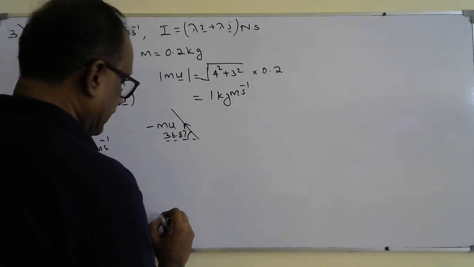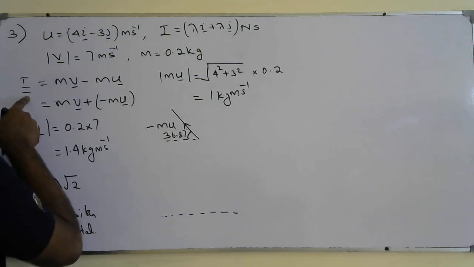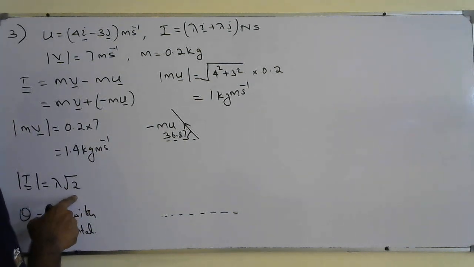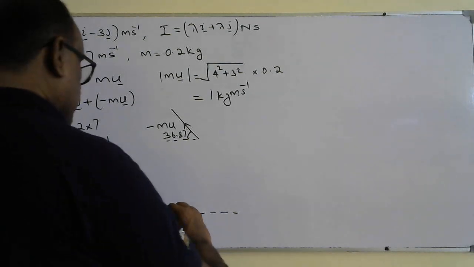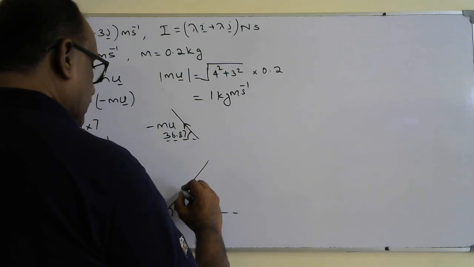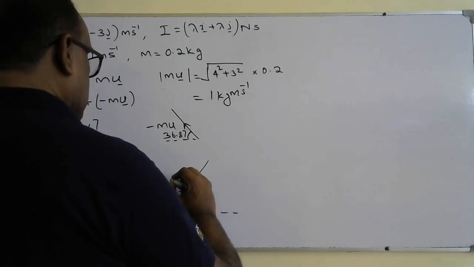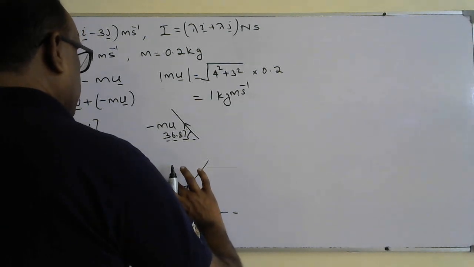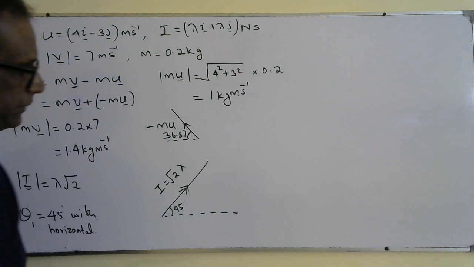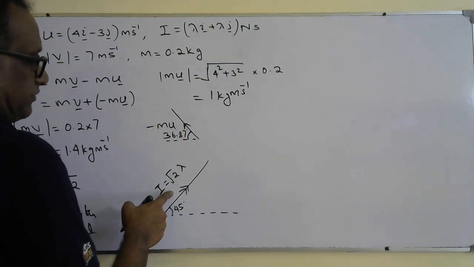We'll see the horizontal line. The magnitude of I is lambda square root of 2, which is at 45 degrees to horizontal. So this is lambda root 2, this is 45 degrees. This is the resultant vector, which is I, equal to root 2 times lambda. Okay, this is the vector I. So this is the resultant vector we are getting.